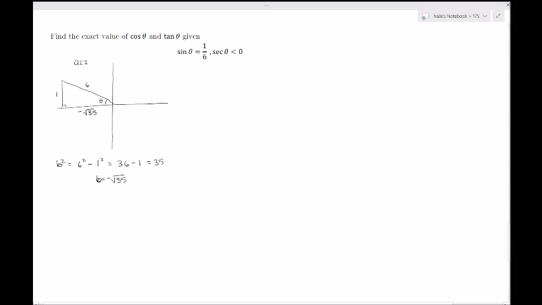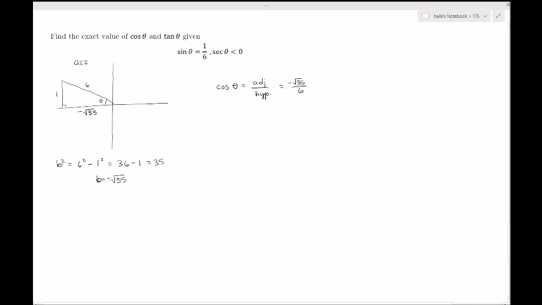Alright, so now that we have our triangle, we can find any trig function we want to find. So for the cosine of theta, we can take the adjacent side over the hypotenuse, which will give us negative square root of 35 over 6.